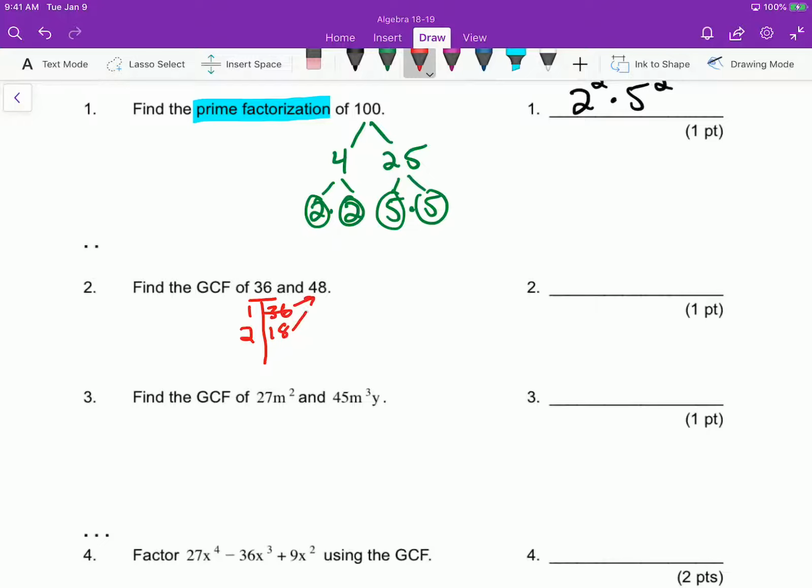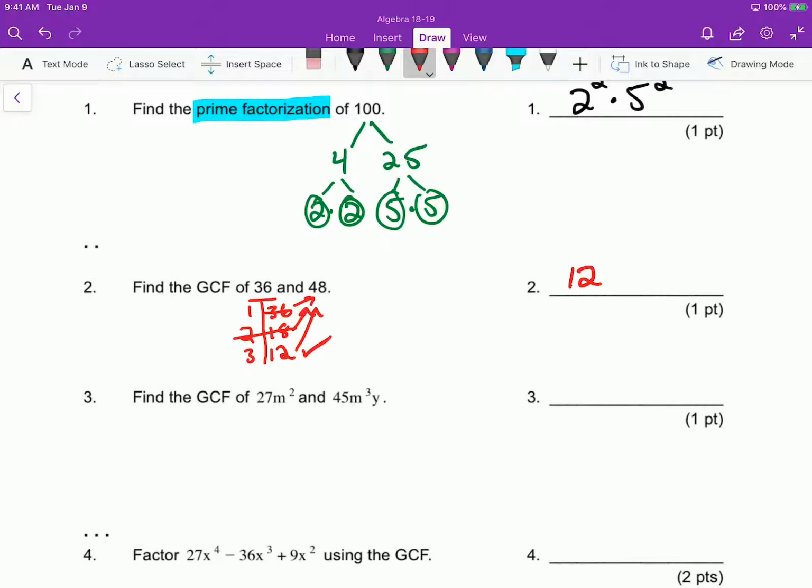Does 18 go into 48? Nope. Does 3 go into 36, sorry, excuse me. Yeah, it does. 3 times 12. Oh, does 12 go into 48? Yep. There's our GCF. We found the biggest number that goes into 36 and 48 by working from the top down.